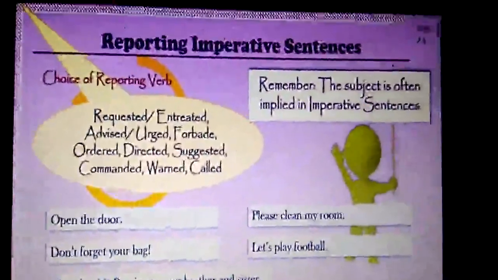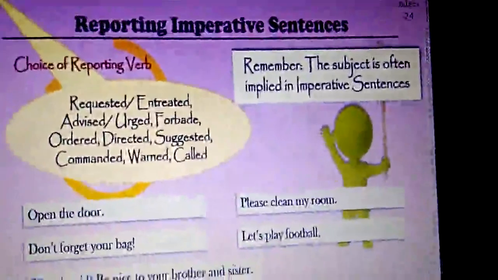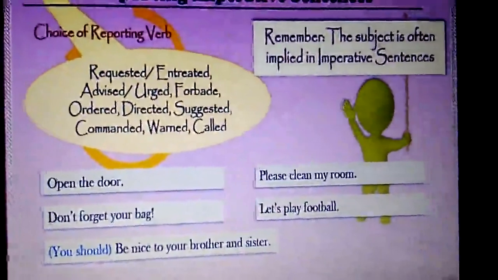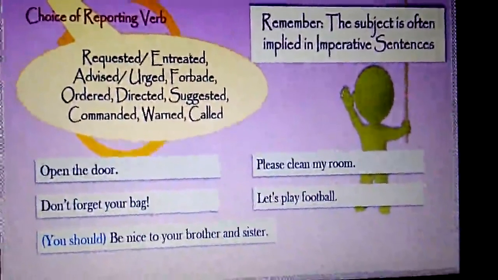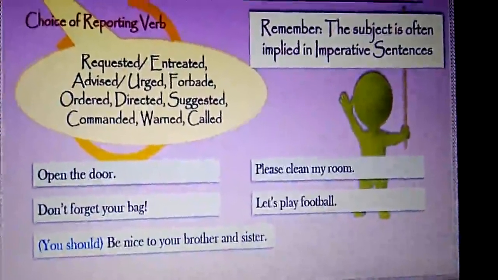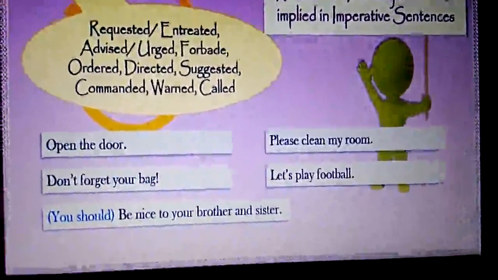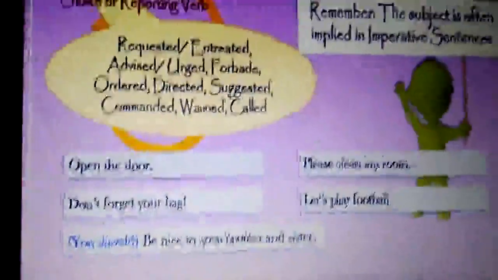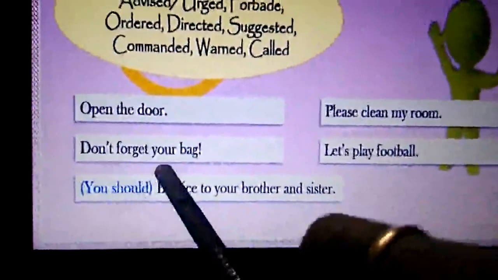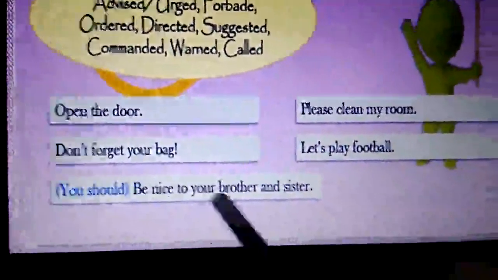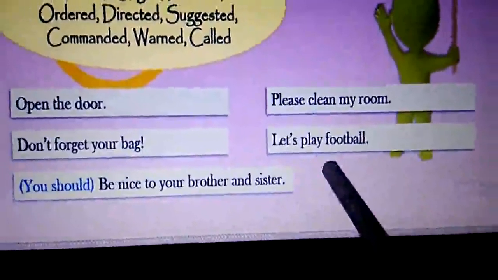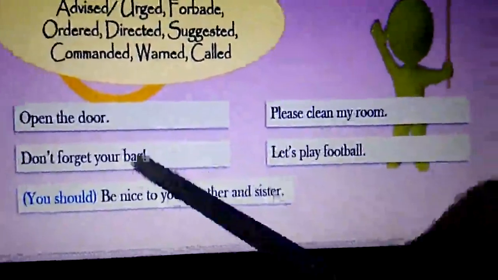Now see this. When we take imperative sentences, the subject is implied, and requests, orders, commands, directions, all these come under imperative sentences. That means the sentence starts with the verb itself. See the examples: open the door, don't forget your bag, be nice to your brother and sister, please clean my room, let's play football. All these are examples of imperative sentences.